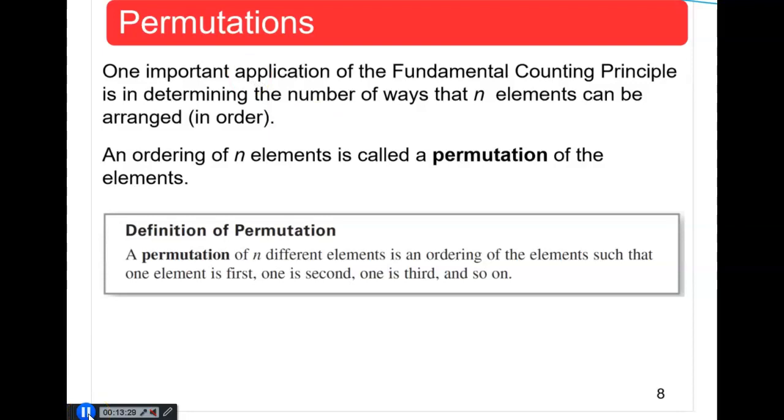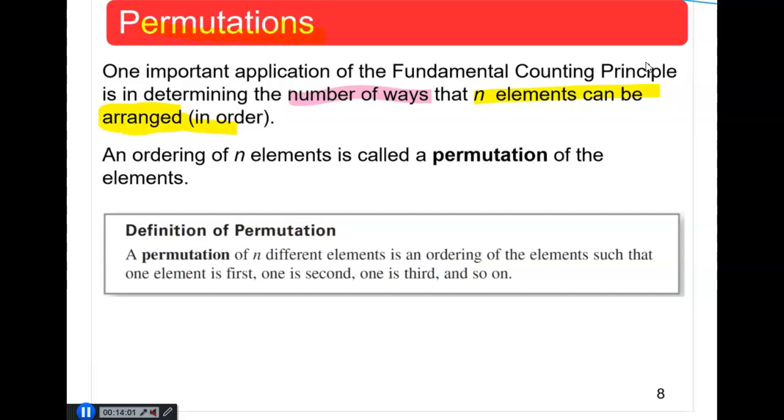So our next objective is the permutations. One important application of the fundamental counting principle is in determining the number of ways that n elements could be arranged. Sorry, actually, this is different. The number of ways is one thing, and then n elements will be the other thing. So they're different numbers.